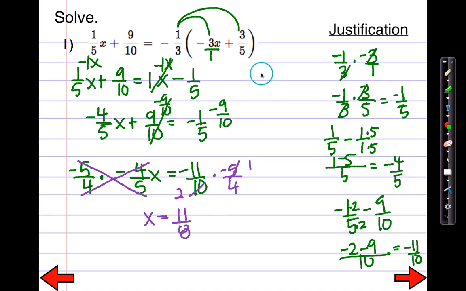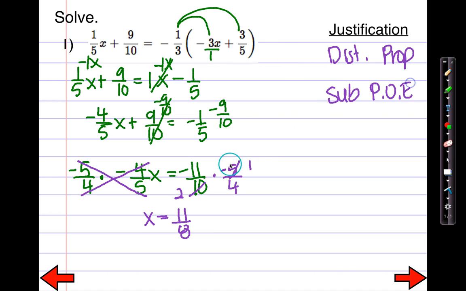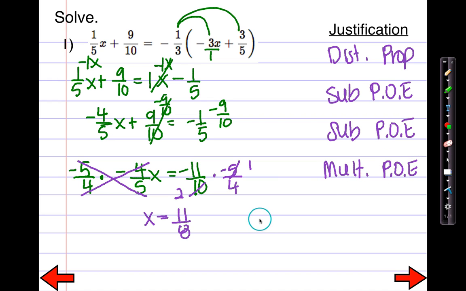Now, to justify all of my steps, I'm going to backtrack and explain all of my properties that were being used. For the first one, I used the distributive property. For the second one, I subtracted, so I was using the subtraction property of equality. And the next step, I subtracted again, so again, I used the subtraction property of equality. And on this side, I actually multiplied both sides, so that's using the multiplication property of equality. And those were all of my justifications for the steps I did for number 1.